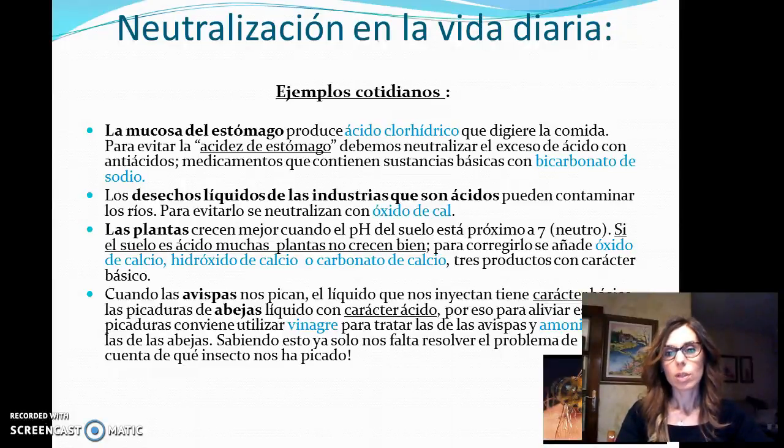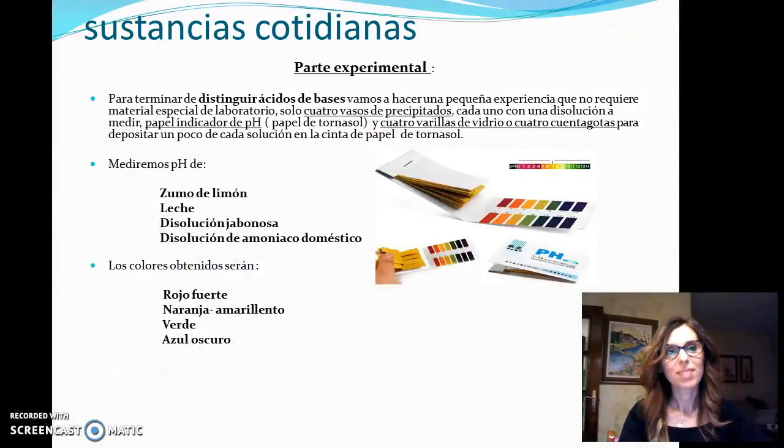Some industries waste a lot of acid and it can be a problem in our environment. For example, the bees and the wasps inject us with some acid or some alkaline substance when we have a problem with them.